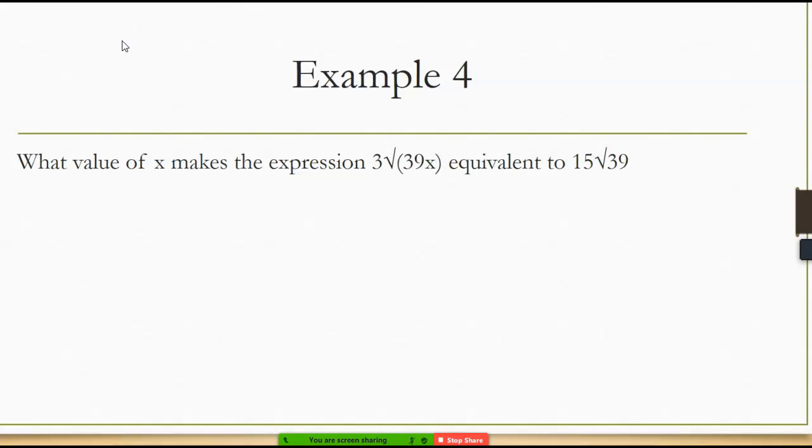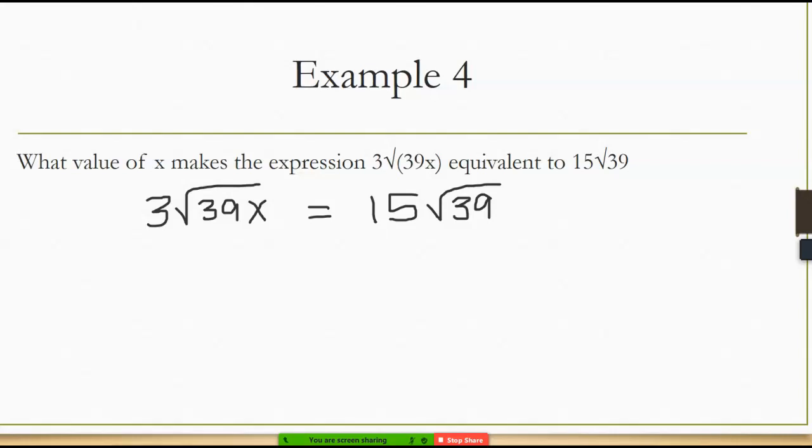All right, so let's do that again. We have 3 square roots of 39, x equal to 15 square roots of 39. So we're solving for x, right? What do you know about multiplying underneath a square root? We just did it in our previous examples. The idea is that you can separate the number and the variable.